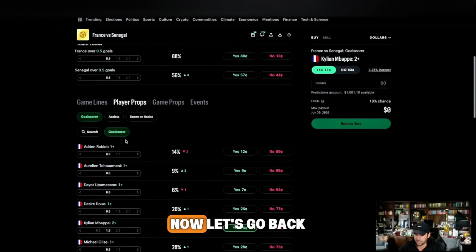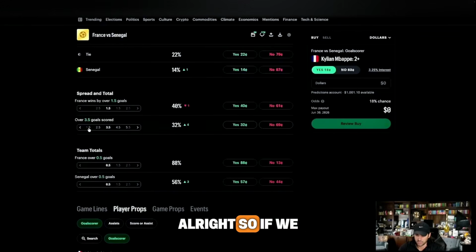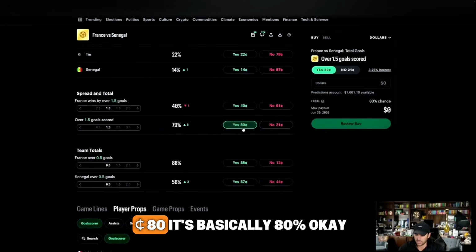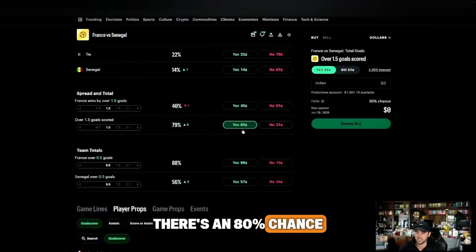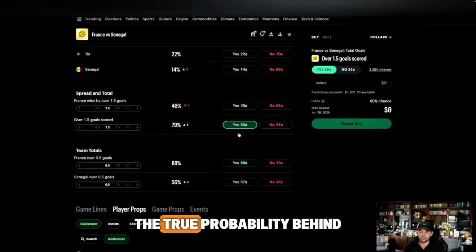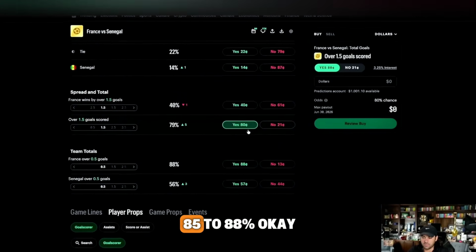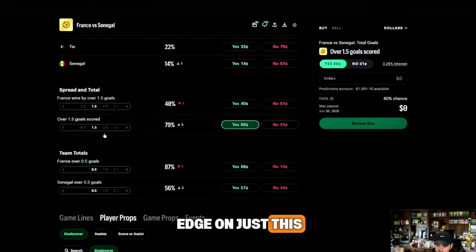Okay, now let's go back to the total here on the matchup. All right, so if we go to 1.5 here, we see 79% at 80 cents. It's basically 80%. Okay, they're pretty much telling you there's an 80% chance that this game goes over 1.5 goals scored. Now, I made a video on this before. Okay, the true probability behind this is somewhere around 85 to 88%. Okay, so giving us about a 5 to 8% edge on just this play right here.